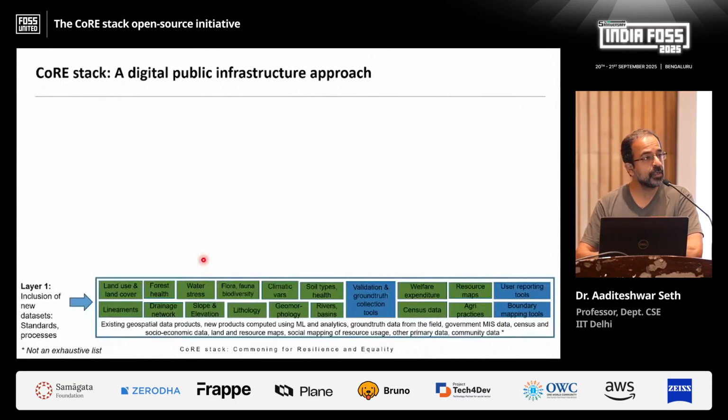Now, how are we going about solving all of it? So we're building this core stack, which we view as a digital public infrastructure, and we are doing it at a bunch of different layers. At the base, for any landscape, we are bringing a lot of different data sets together. How is land use and land cover changing over time? Which areas are getting deforested? Where is forest canopy cover reducing?